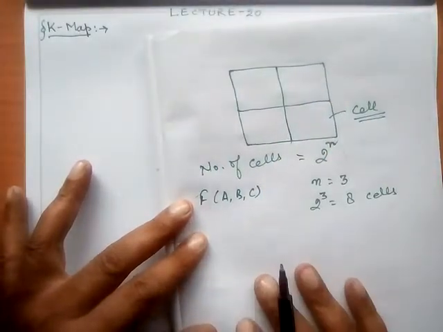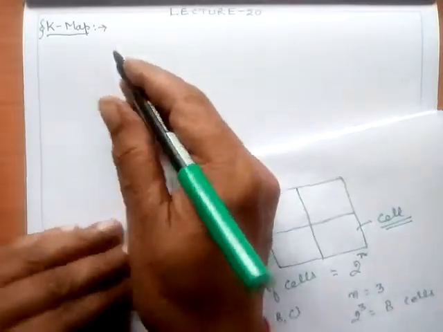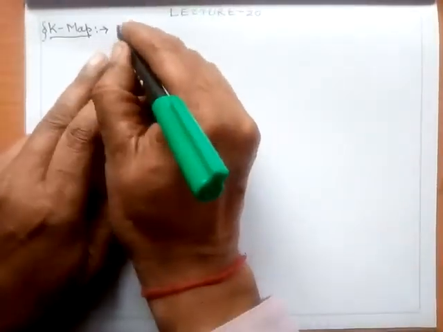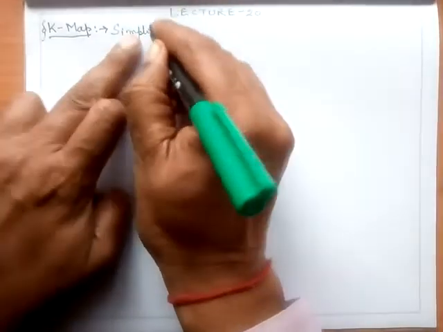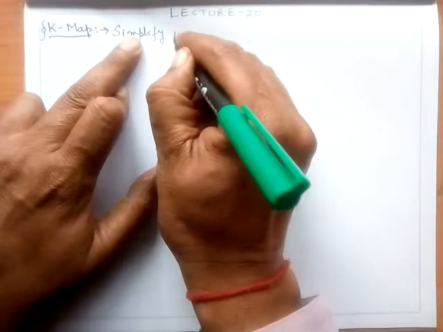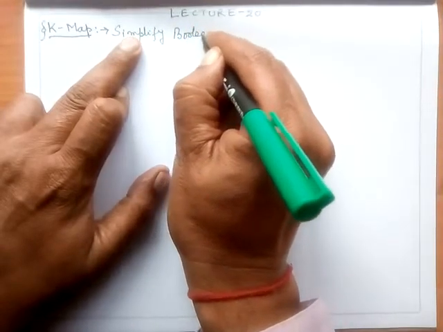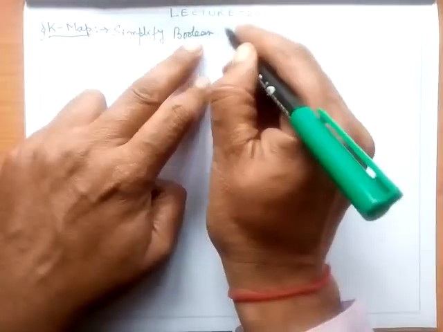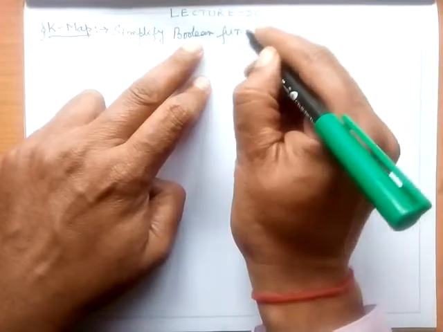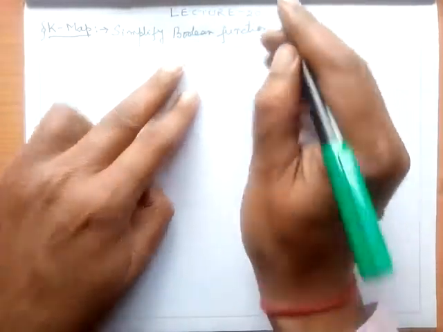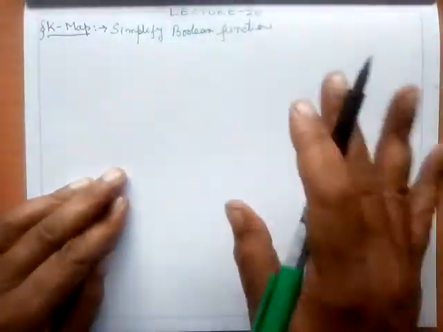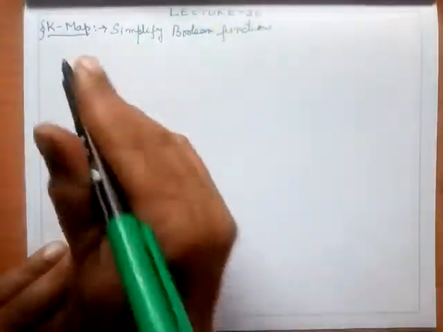So now I'll start with the 2 variable K-map. It is a graphical method to simplify Boolean functions. This is the main purpose of this, to simplify Boolean functions. So first of all, I'll tell you how to frame the K-map, the very first thing. So I'll start with the 2 variable K-map.